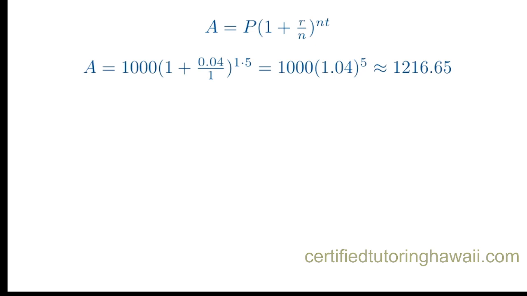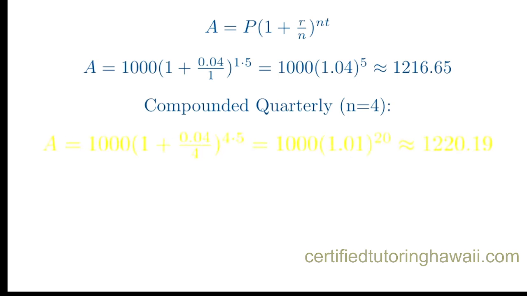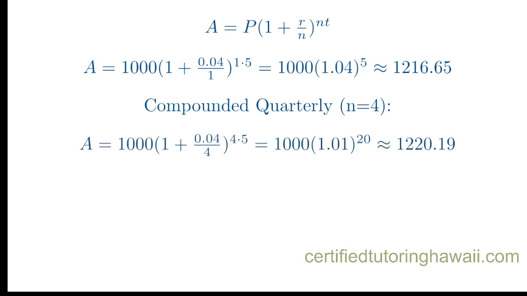Now, what if we invested the same $1,000 at 4% interest, but this time compounded quarterly? Since it's compounded quarterly, N is 4. The formula becomes A equals 1,000 times (1 plus 0.04 over 4), all to the power of 4 times 5. Notice the difference. The term inside the parentheses is now 1.01, representing the growth factor per quarter, and the exponent is 20, representing the 20 compounding periods over 5 years. Compounding more frequently gives you a slightly higher final amount.